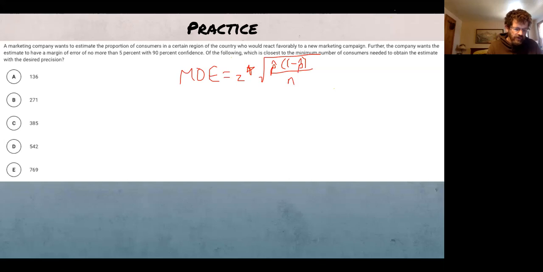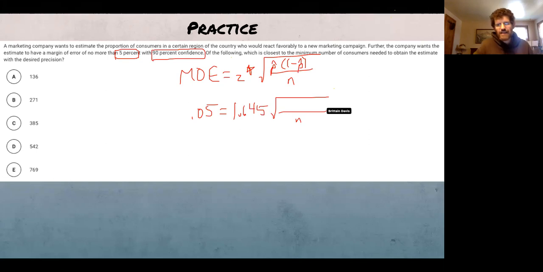Okay, so I know that the margin of error is going to be 0.05, or 5%. Z star for 90% confidence level, that's on table B again, and that's going to be 1.645. And I don't know n, I'm solving for that. But then we get to p hat and 1 minus p hat. We don't know p hat. So remember, if we don't know what the actual proportion is, then we're going to assume it's 50-50 because that's going to give us our most conservative estimate. So I'm going to have 0.5 times 0.5.